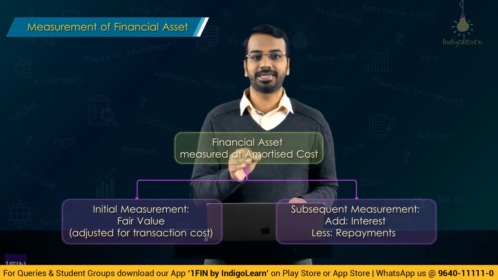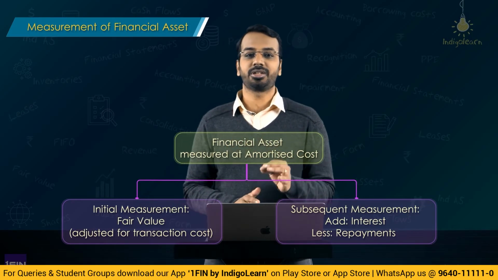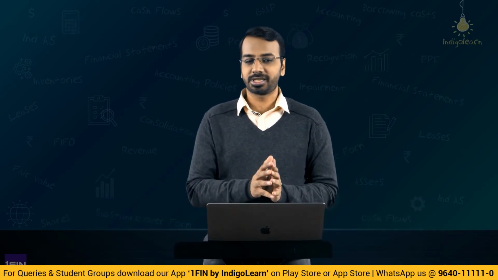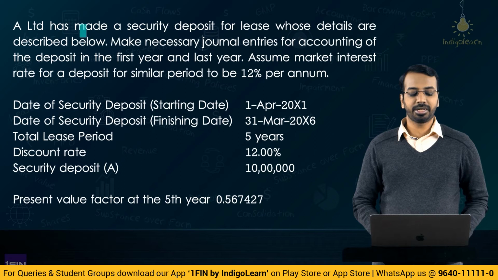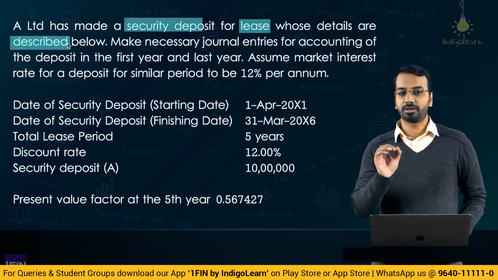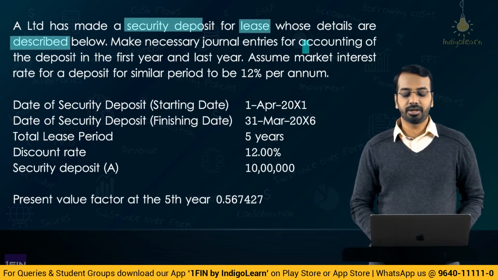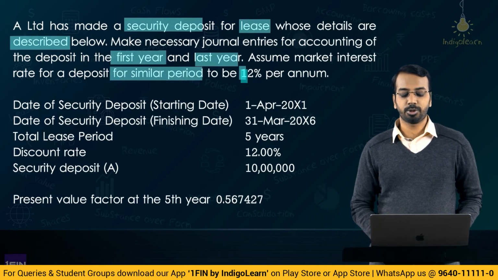Now we will take one more example to understand how do we account for financial assets which are measured at amortized cost. Now in this example we will see the difference between the fair value of the security deposit and the transaction consideration, and how do we treat the difference in such cases. So pretty simple question actually. A Limited has made a security deposit for lease whose details are described below. So, security deposit is made. Make necessary journal entries for accounting of the deposit in the first year and last year. Assume market interest rate for a deposit for similar period to be 12% per annum.